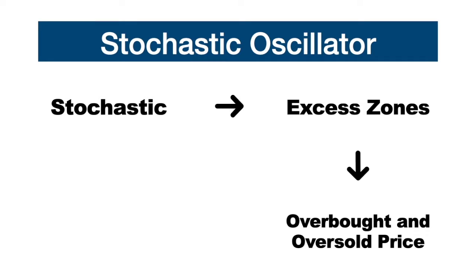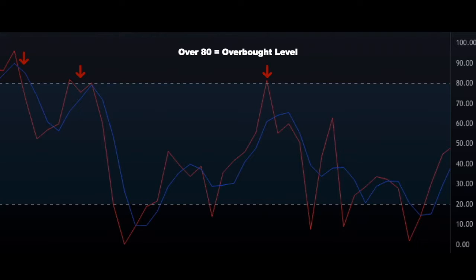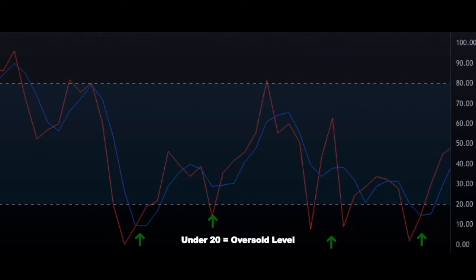The fundamental use of the stochastic is to identify areas of excess and to understand when the price is oversold or overbought. The overbought zone is identified when the stochastic fluctuates above the 80 level. Overbought zones give us signals to sell. The oversold zone is identified when the stochastic fluctuates below the 20 level. Oversold zones give us signals to buy.